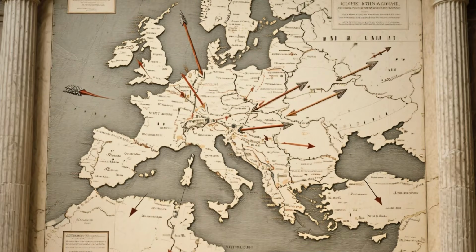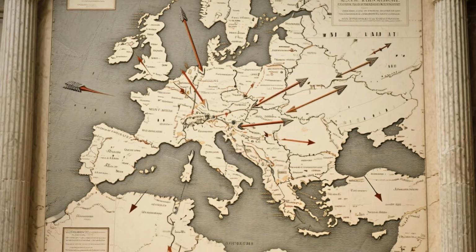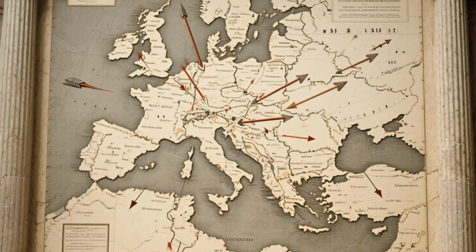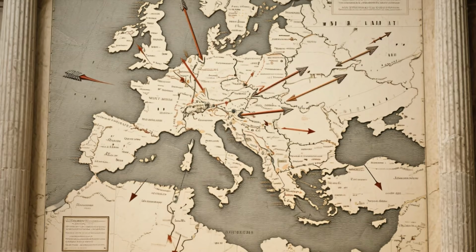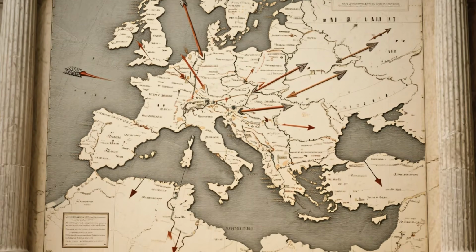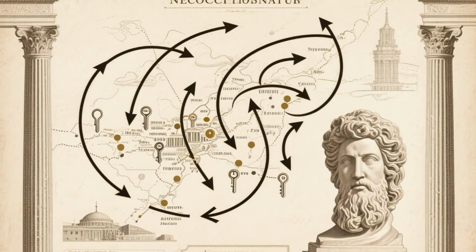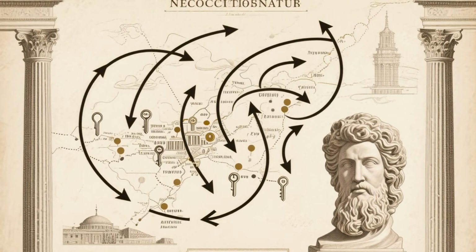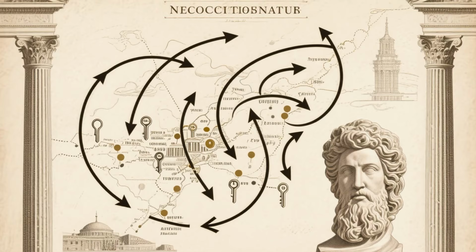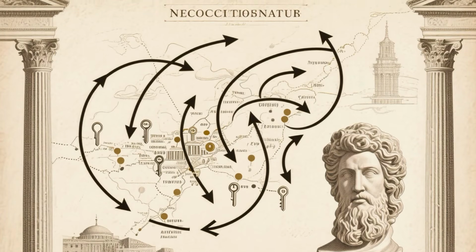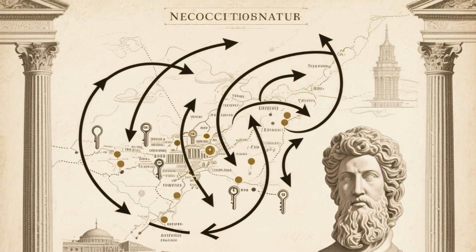The Fourth Crusade, 1202 to 1204 AD, represents the culmination of tensions between Byzantium and the Latin West during this period. Originally intended to reclaim Jerusalem, the crusade was diverted due to financial, political, and strategic factors, ultimately targeting Constantinople itself.